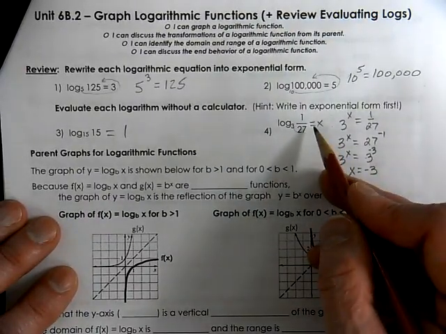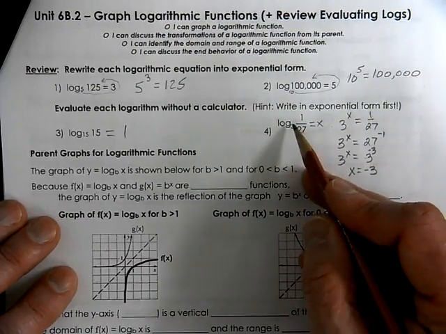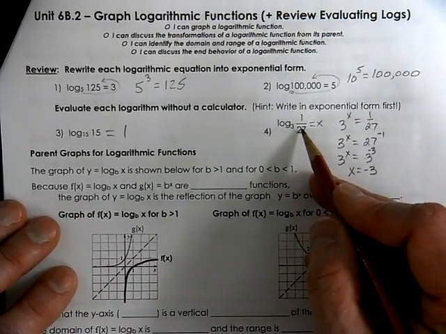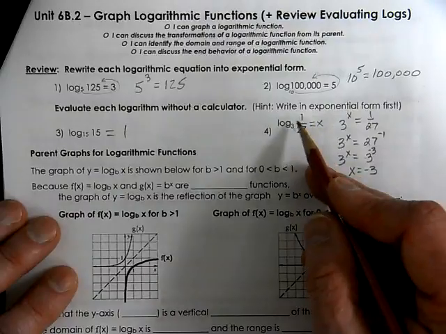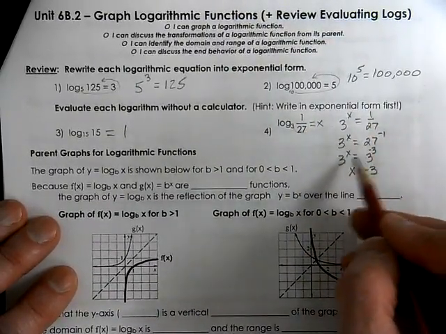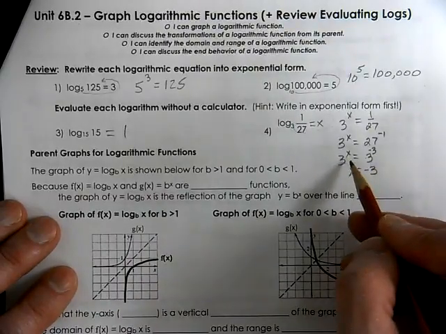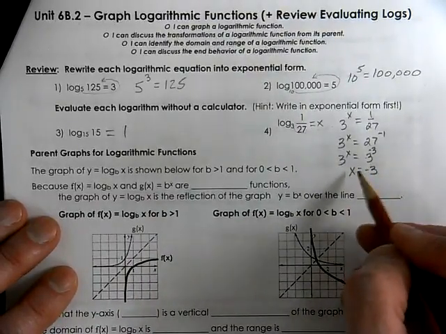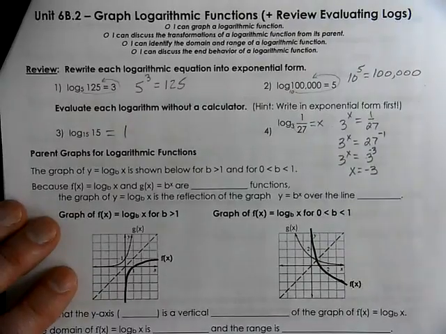So to evaluate this, you might realize that 3 to the 3rd power is 27, so it has to be a negative 3. Or you can set it up in exponential form, get the bases the same, and set your exponents equal to each other. Different ways to handle it.